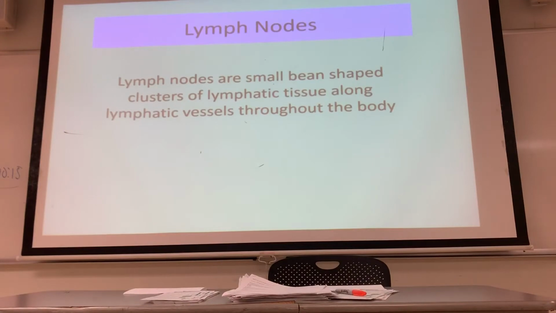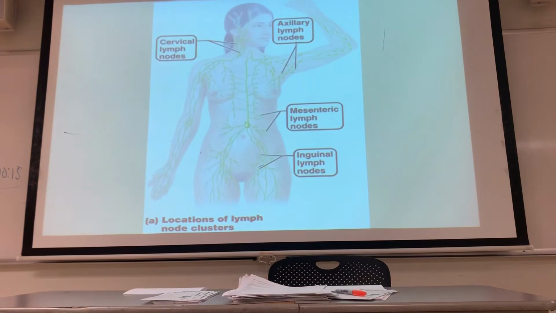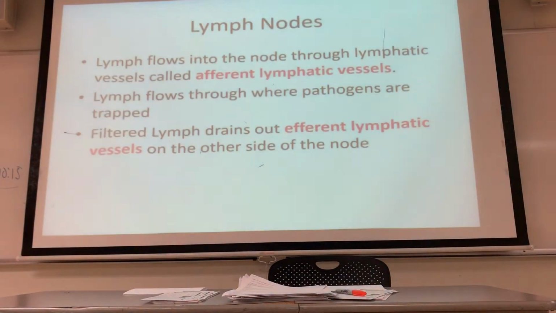Okay, lymph nodes. Lymph nodes are all over the body. So we have axillary lymph nodes. Where's your axillary? Your armpit. Where's your cervical? Here, your cervical vertebra, right? Inguinal. Where's your inguinal? Here, right? Mesenteric, inside the abdominal cavity. So axillary, cervical, mesenteric in your abdominal cavity, and then your inguinal is over here.